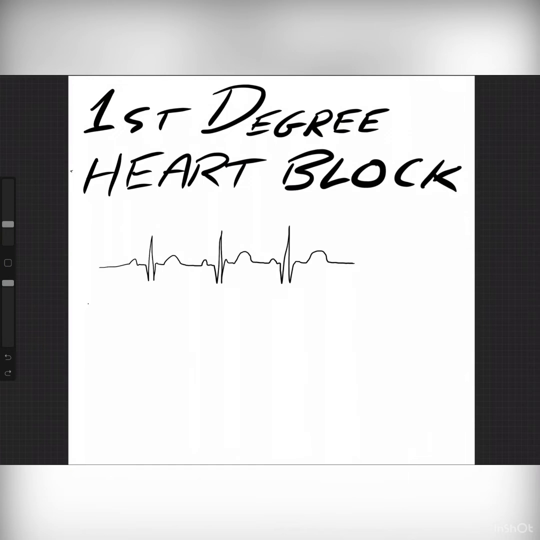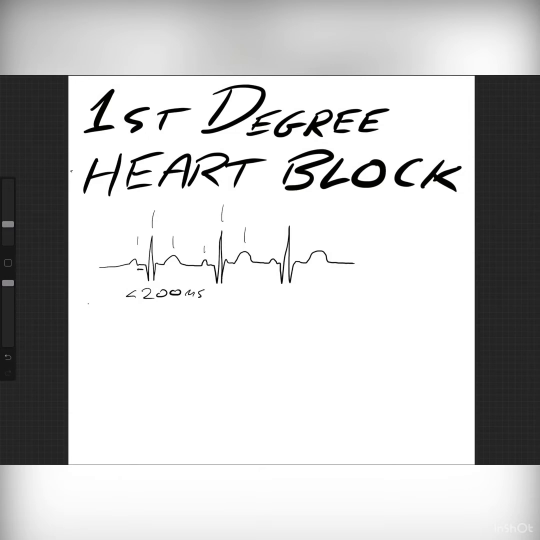Let's start with first degree heart block. So this is supposed to be a normal ECG trace as attempted by me. So we've got P wave, QRS complex, T wave, P wave, QRS complex, T wave. The P wave represents the depolarization of the atria, and the QRS represents the depolarization of the ventricles, and the interval between the end of the P wave and the beginning of the QRS complex should be less than 200 milliseconds normally.